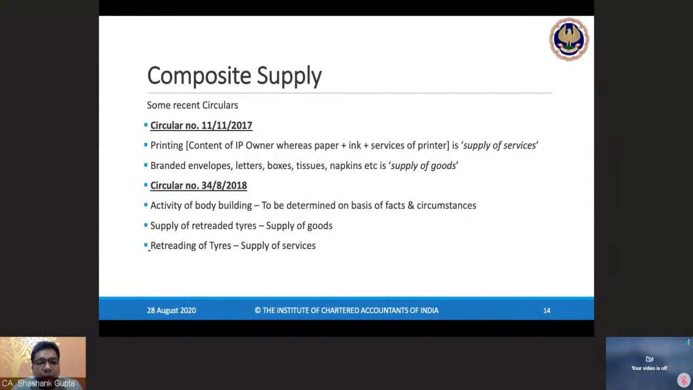Next is supply of retreaded tires. If you want to understand what it is, the best way is to go back and Google it and see the videos, so you will know what retreading of tires is. The entire activity of retreading is actually supply of service, but supply of retreaded tires, old tires, is supply of goods.